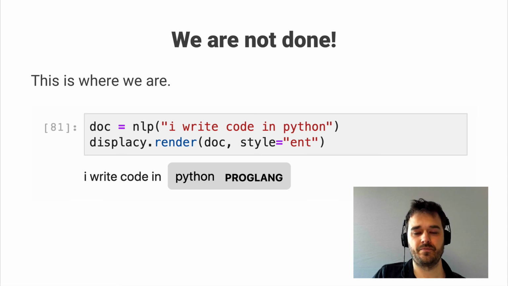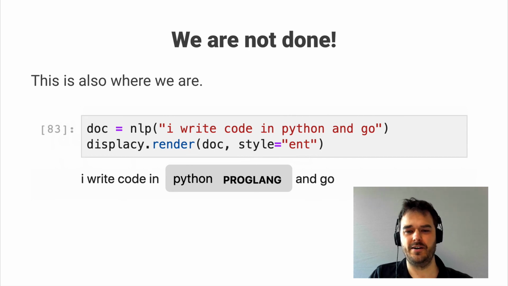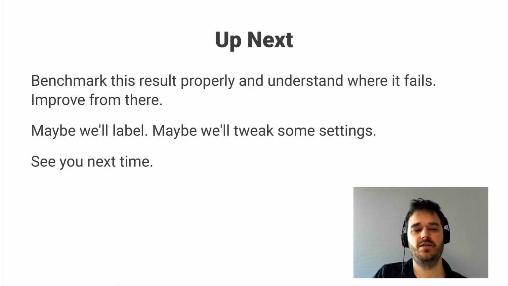We are not done though, because if you think about it, this is where we currently are. But unfortunately, this is also where we currently are. This model is never really going to be perfect, but I don't know if it's any good at all yet. And just like before, taking a moment to seriously evaluate what we got here is a pretty good idea, so we should go ahead and do that. So up next, we're going to benchmark this result properly and understand where it fails. If we understand where it fails, we might be able to improve it from there. So maybe we will be doing some extra labeling, maybe we will tweak some settings during the learning step, but this is stuff that we'll explore. See you next time.